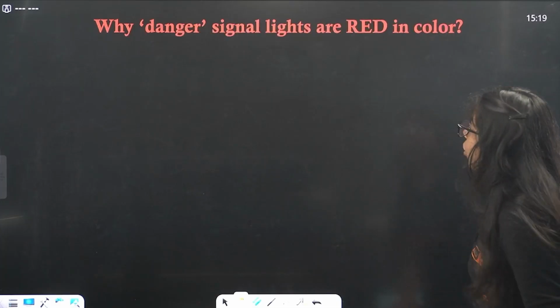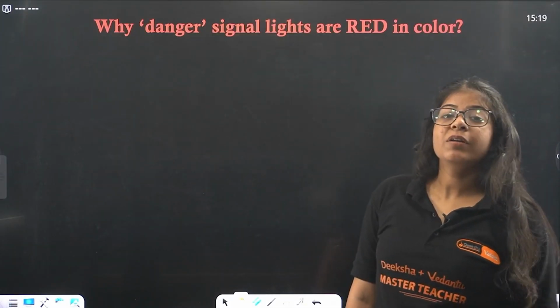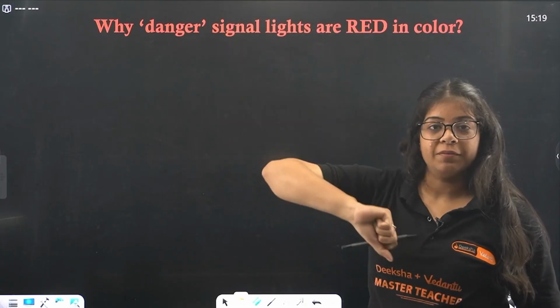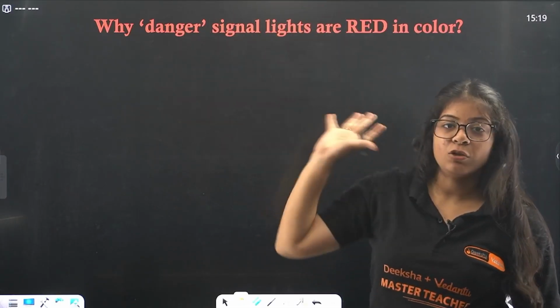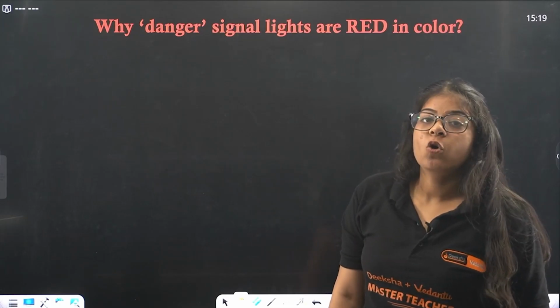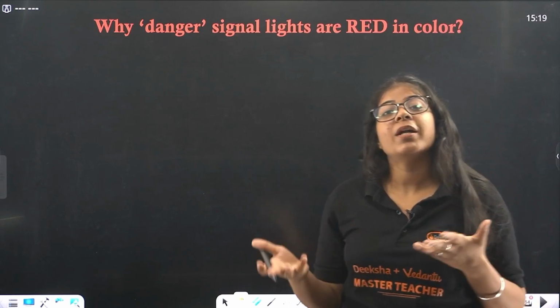Right? Now, then why are danger signal lights red? See, we need to see danger from a far point, right? From a far point, we need to see the danger, right? So that we can move back, right? Now, but blue light is scattered in the sky. Blue light is scattered. So what is not scattered?